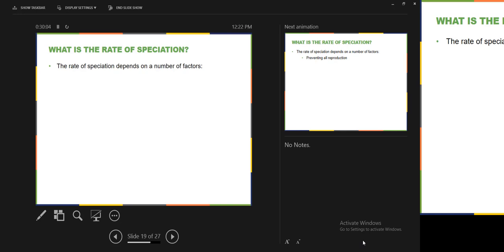Chris? How often and how much they reproduce? Sure, yeah. So what we can do there is average litter size or clutch size, or you could just do the average number of offspring produced. How about we do it this way? The average number of offspring produced by each individual in their lifespan.